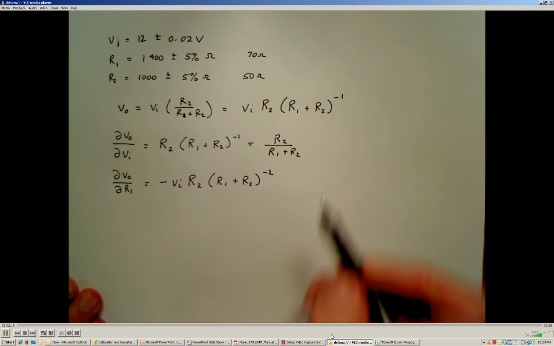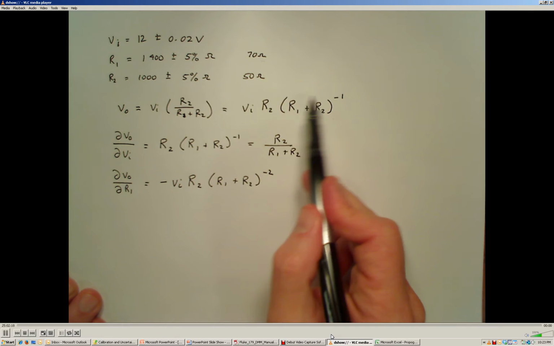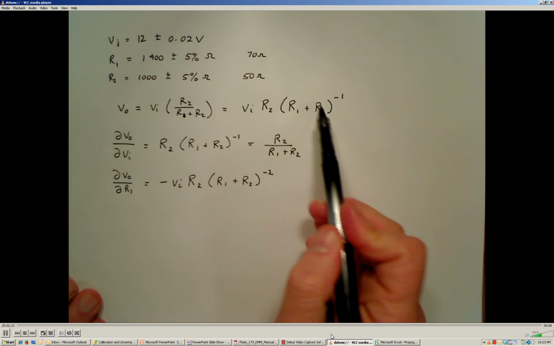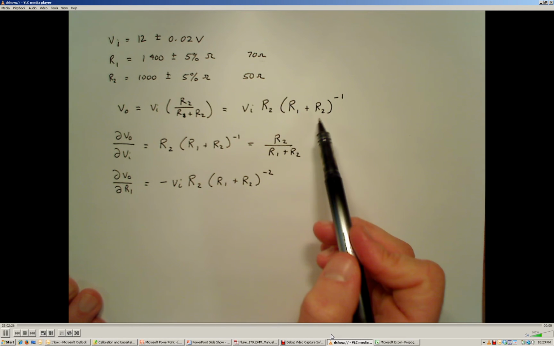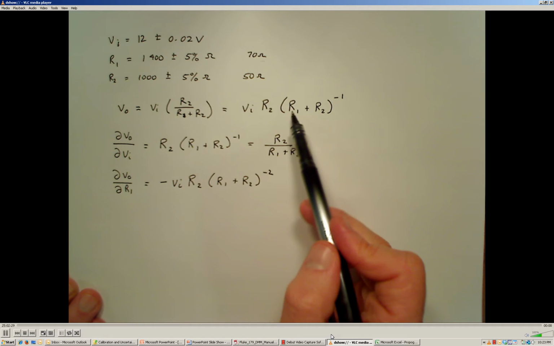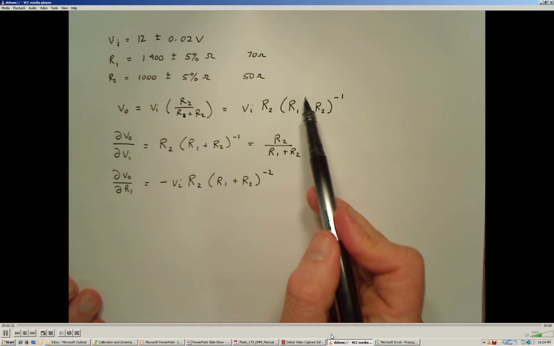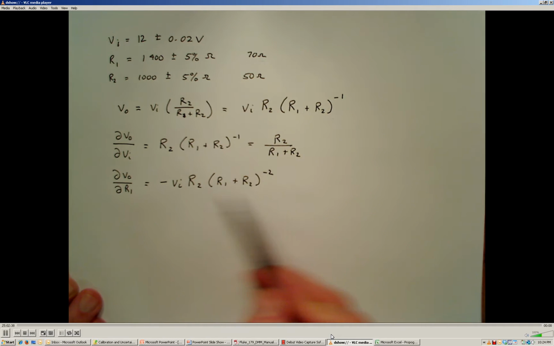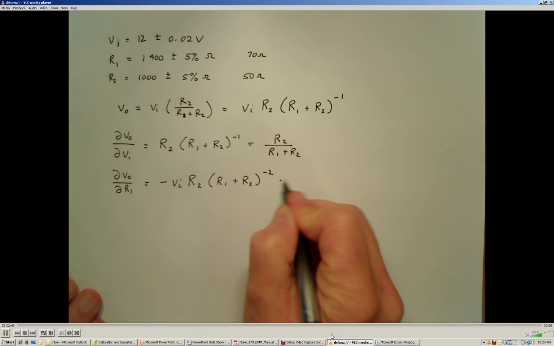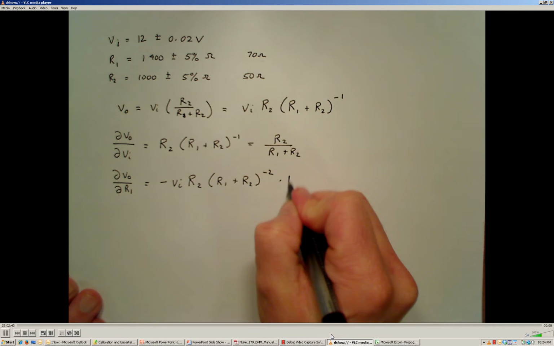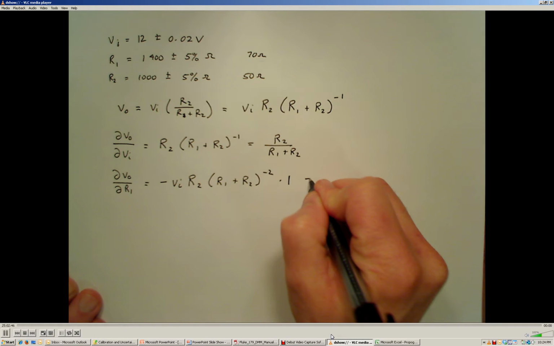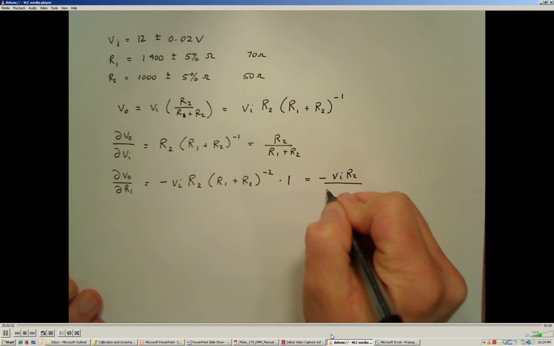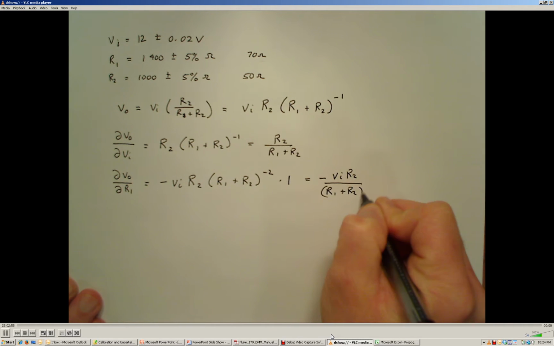Then I need to multiply that by the derivative of whatever is inside this quantity right here. The derivative of what's inside this quantity with respect to R1, the constant term is going to go away, and R1 is going to just end up being raised to the 0th power, which is 1. So to be precise, we'd multiply by 1, which would essentially just give us negative Vi R2 over the quantity R1 plus R2 squared.